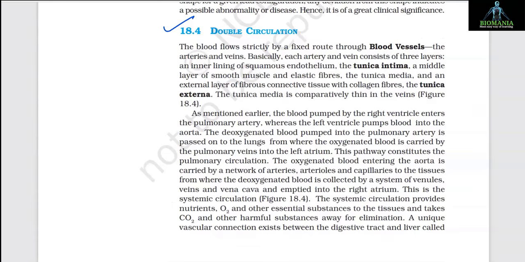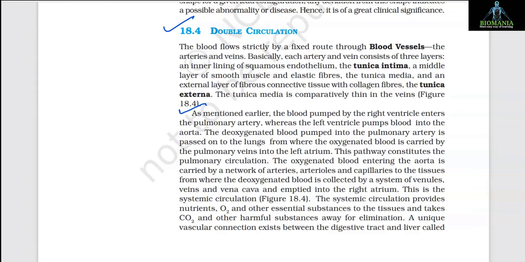18.4 Double circulation. The blood flows strictly by a fixed route through blood vessels, the arteries and veins. Basically, each artery and vein consists of 3 layers: an inner lining of squamous endothelium, the tunica intima, a middle layer of smooth muscles and elastic fibers, the tunica media, and an external layer of fibrous connective tissue with collagen fibers, the tunica externa. The tunica media is comparatively thin in the veins.